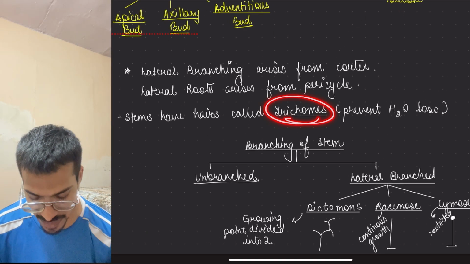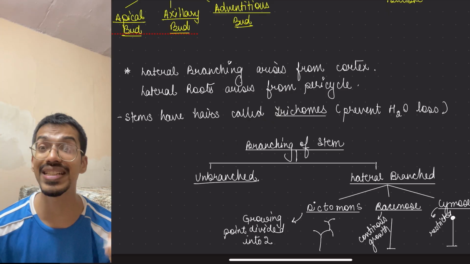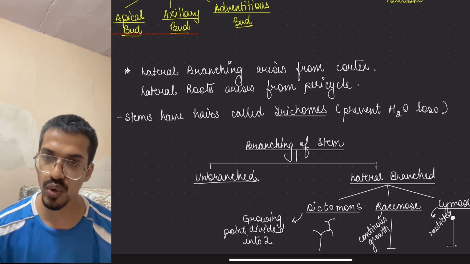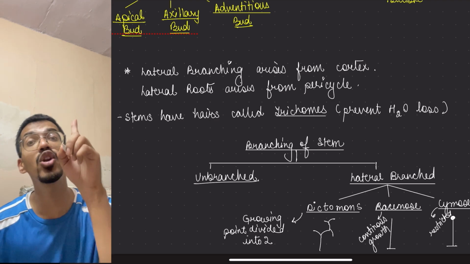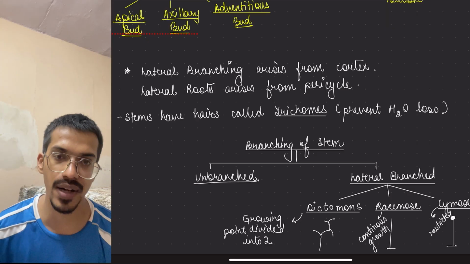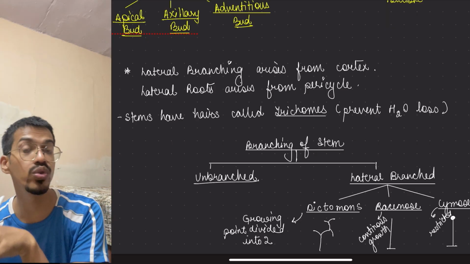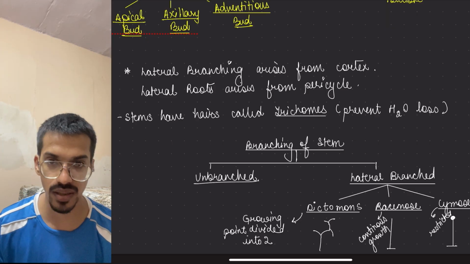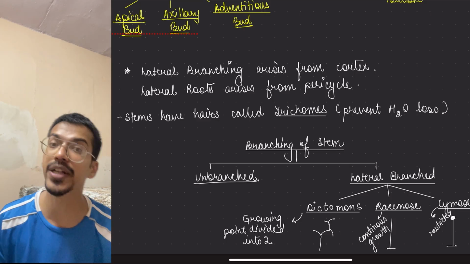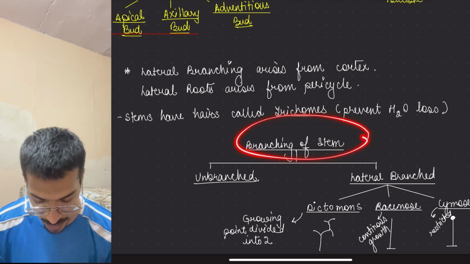Okay. Now the stems have trichomes. Trichomes are what? Stem hairs. Same like root hairs. Stem hairs are called trichomes, and they prevent the loss of water. Means they don't let the water leave the body of the plant. Whereas in case of roots, root hairs absorb the water. So opposite things are there. One is helping to prevent, one is helping to absorb.